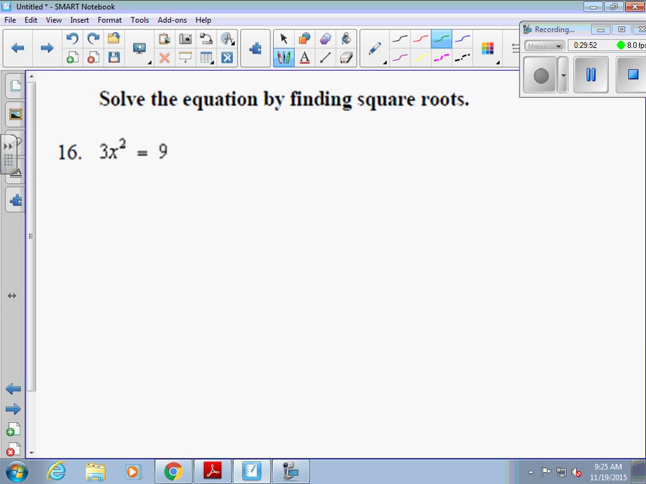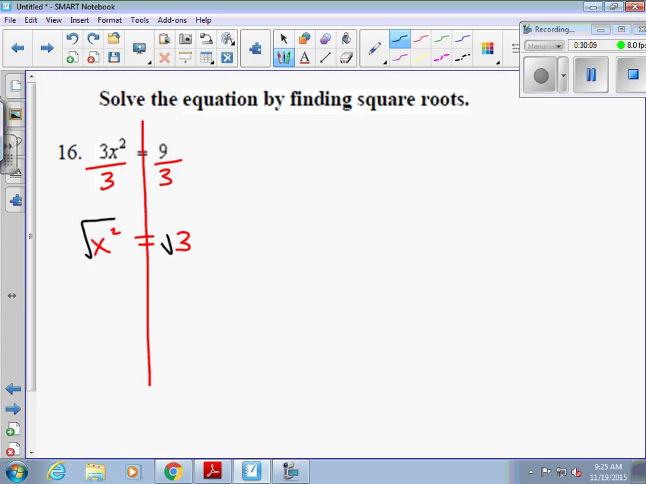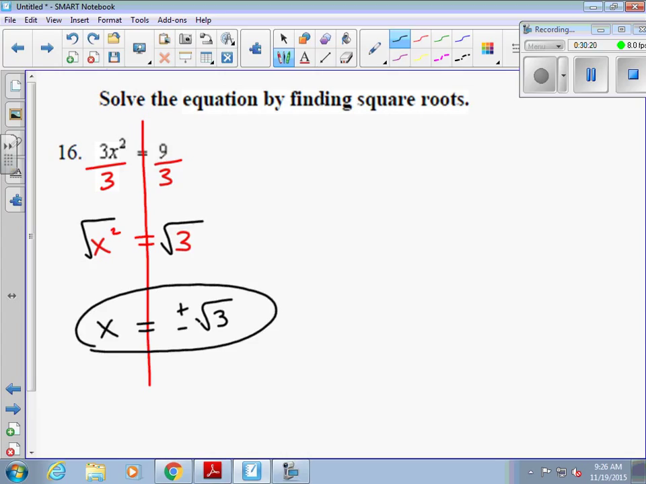16 says solve the equation by finding square roots. Your order of operations happens in reverse. So you undo 3 times x squared by dividing by 3. When you do it there, you need to do it here. x squared is equal to 3. Now undo x squared by taking the square root. When you do it there, do it here. x is equal to both positive and negative square root of 3. There's no perfect square inside there. That is your simplified answer.